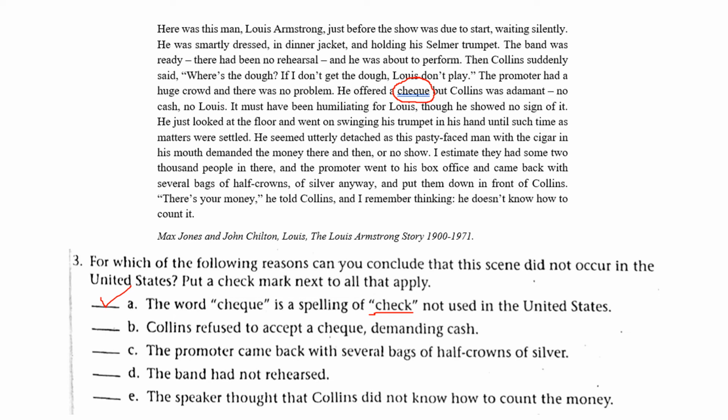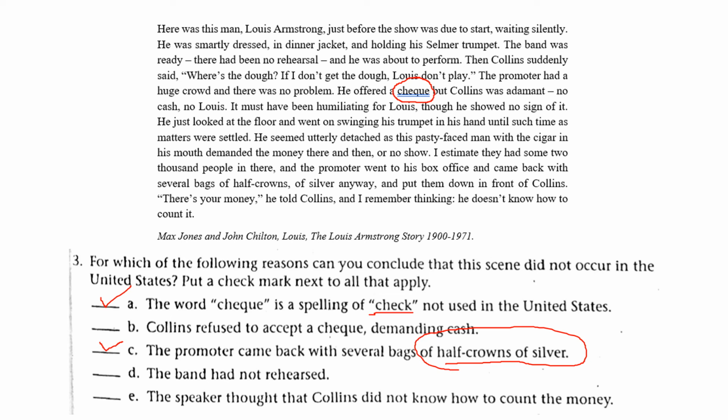C, the promoter came back with several bags of half crowns of silver. You might not have heard of half crowns before, but you do know that in America they use dollars, and less than a dollar could be a nickel or a dime. They don't use half crowns of silver in America. Again, that suggests to me that it's one of the Caribbean islands like Jamaica or Barbados. It's not going to be in America. So C is evidence for the conclusion that this is not happening in the United States.